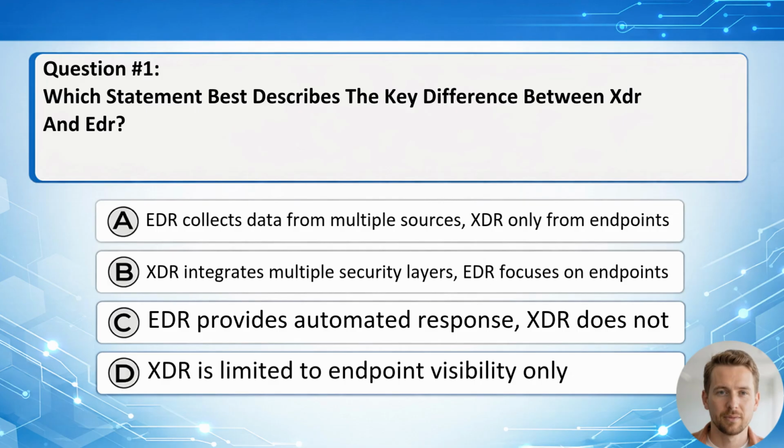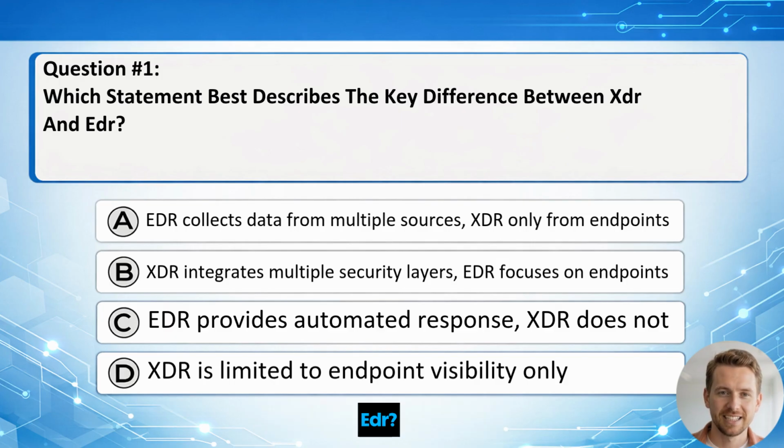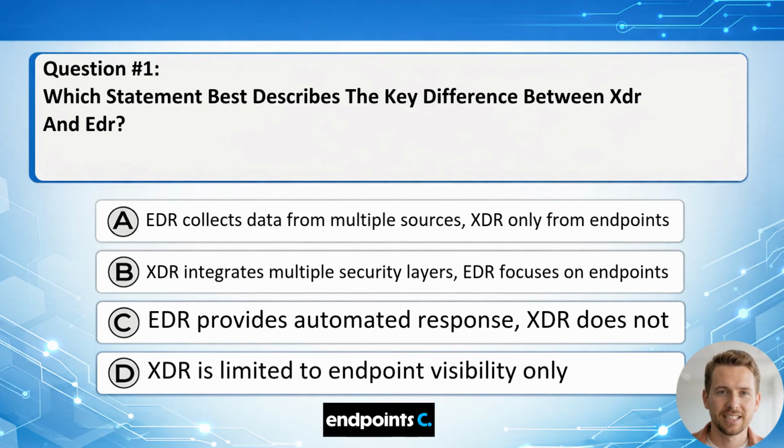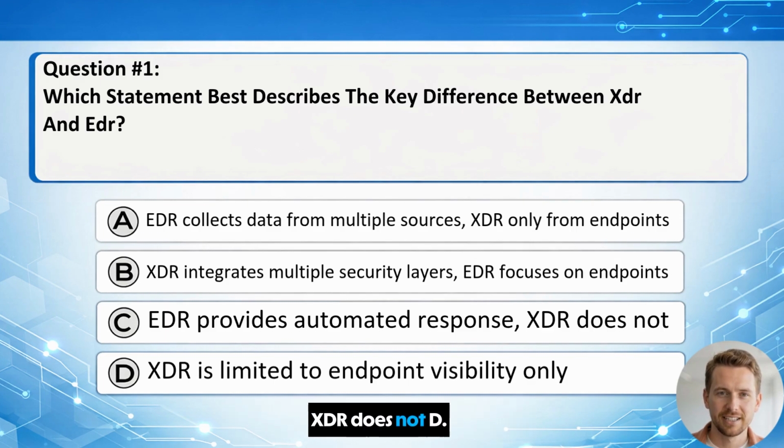instantly. Question number 1. Which statement best describes the key difference between XDR and EDR? A. EDR collects data from multiple sources. XDR only from endpoints. B. XDR integrates multiple security layers. EDR focuses on endpoints. C. EDR provides automated response. XDR does not. D. XDR is limited to endpoint visibility only.